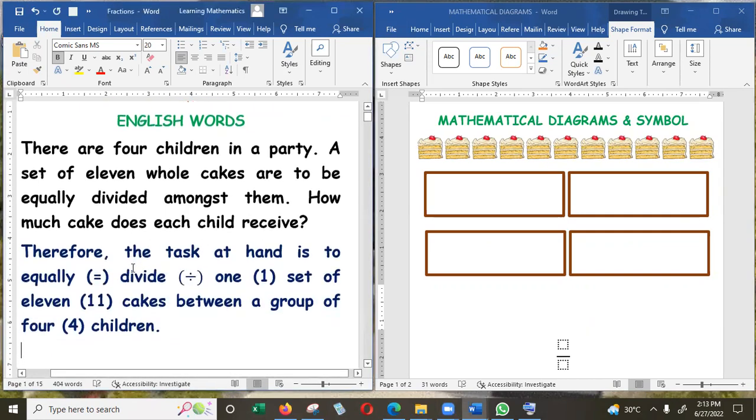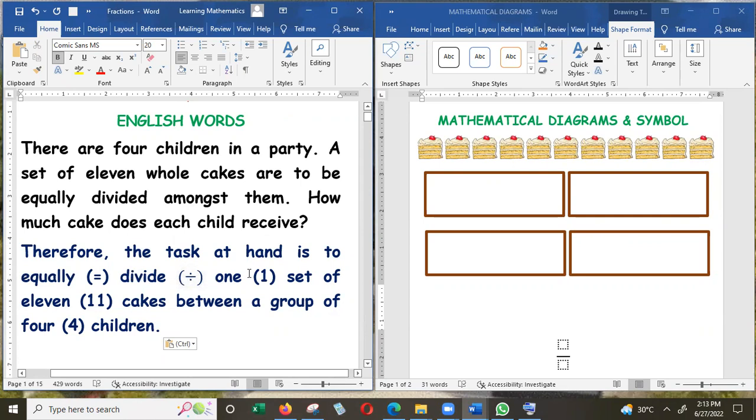So the task at hand is to equally divide one set of 11 cakes between a group of 4 children. Now, it is important to note that keywords in mathematics have their symbols for translation, mathematical symbols. For example, the word equal, here is the mathematical symbol for it. The word divide, here is the mathematical symbol for its translation.